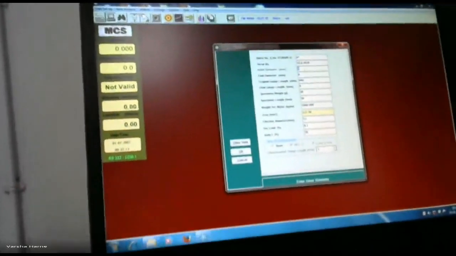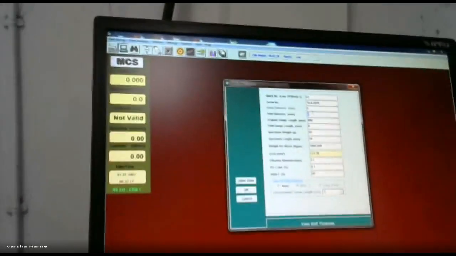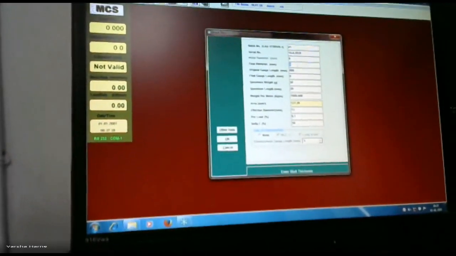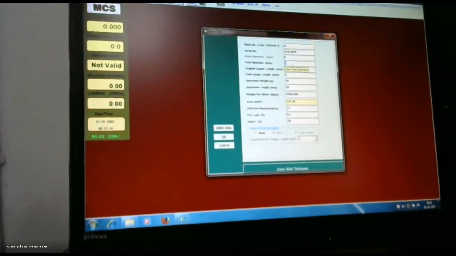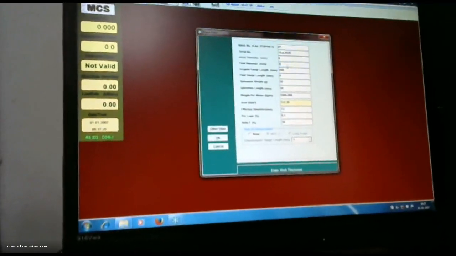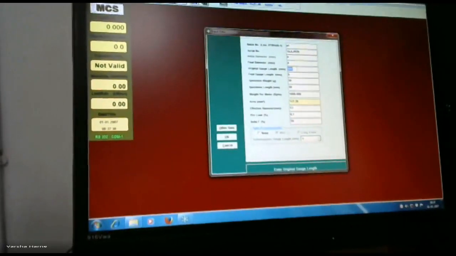Now the initial diameter we require here, initial or final diameter. Now we have to perform the tension test, so our diameter cannot be changed, but the gauge length will be changed. Now here I consider an 8 mm diameter bar. The gauge length is important.